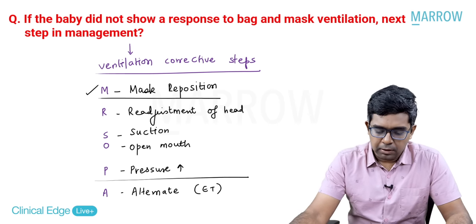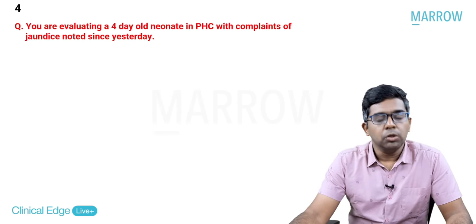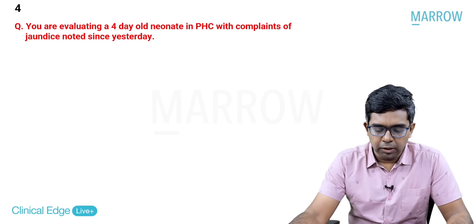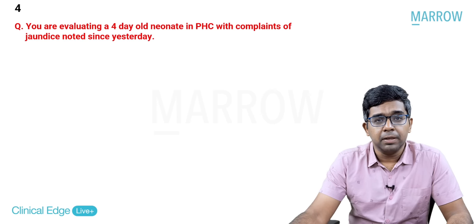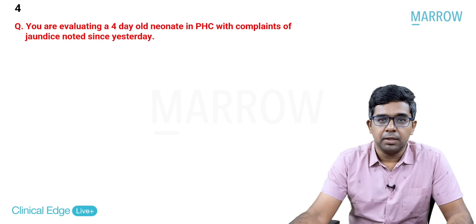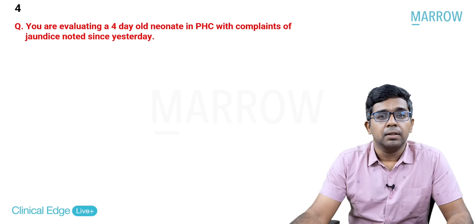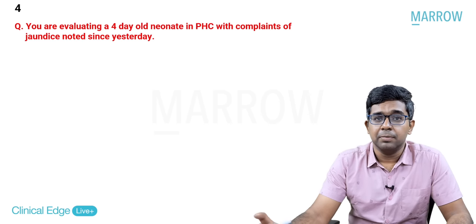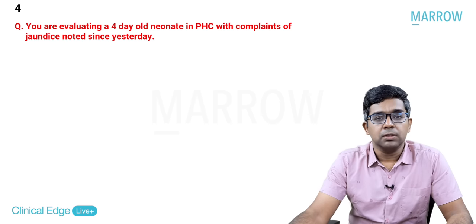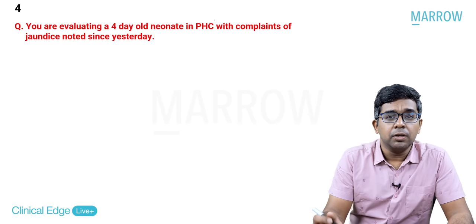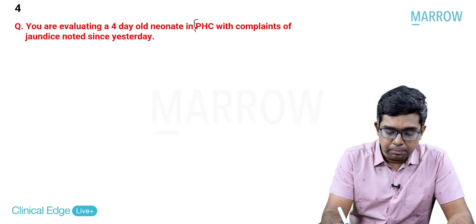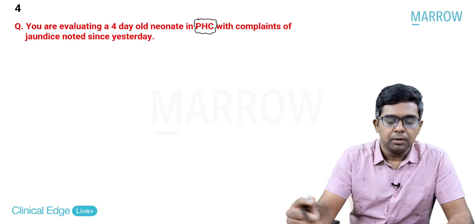We move on to clinical vignette number 4. You are evaluating a 4-day-old neonate in a primary health center with the complaint of jaundice noted since yesterday. Baby is 4 days old and the jaundice was noted since yesterday. That means from day 3 onwards, the jaundice is noted. And remember where you are evaluating this baby, in a primary health center setting.